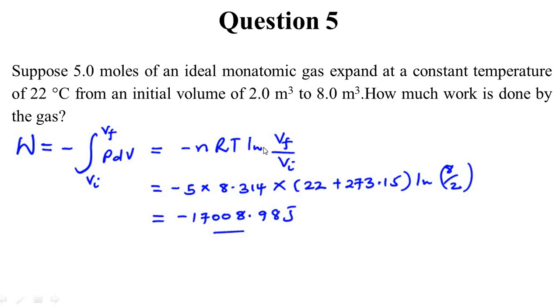keying in the values. N is the number of moles, we had 5. R is a constant we already talked about earlier, that is 8.314, times the temperature, which must be converted into Kelvin. We are talking about 22, so 22 plus 273.15, and you get your temperature in Kelvin. Then we have ln of V final, which is 8, over V initial, which is 2, and you end up with this value as the work done by this gas.